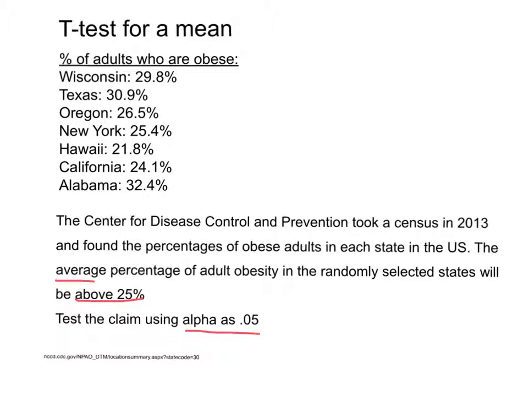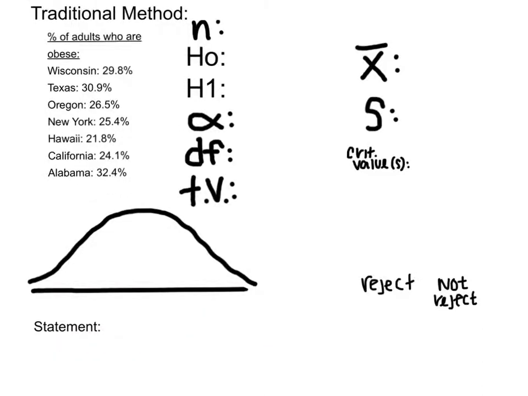So just from reading the problem, we already know that we will be using mu because it's an average, and it's above 25%, so that's a key word to know that this is a right tail test and it is greater than. And we already know alpha is 0.05. Okay, so we will be solving this t-test using the traditional method.